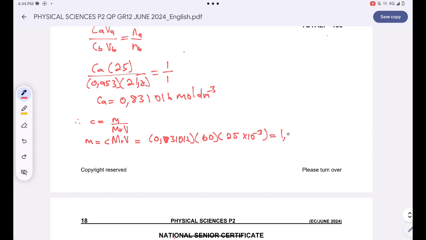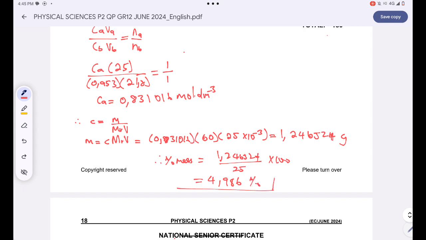So the mass of our acetic acid or ethanoic acid is just 1.246524 grams. So therefore the percentage mass is basically 1.246524 all over the total mass, 25, times 100. We'll simply get 4.986%. This is the actual amount of ethanoic acid present inside the household vinegar.